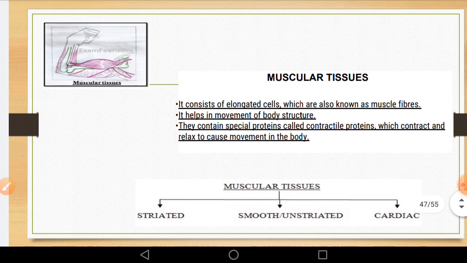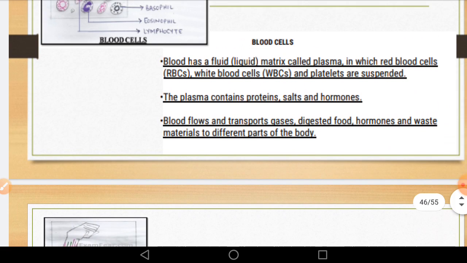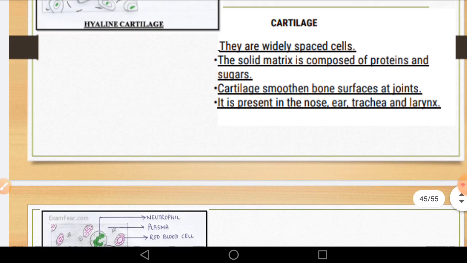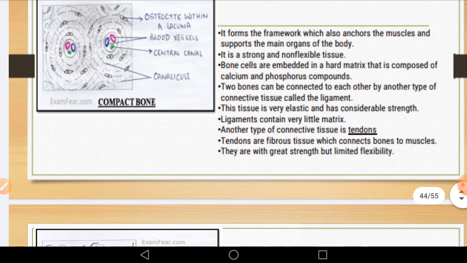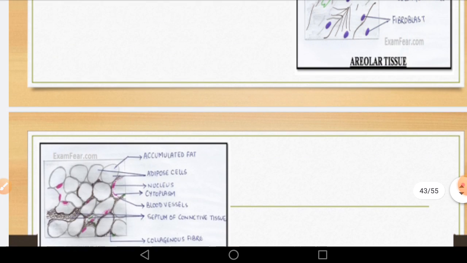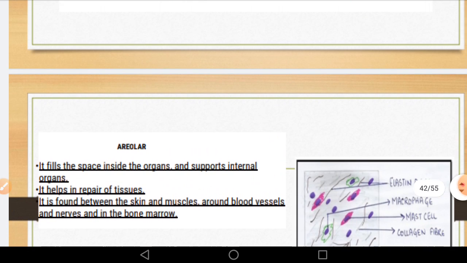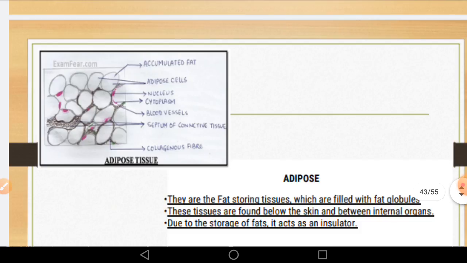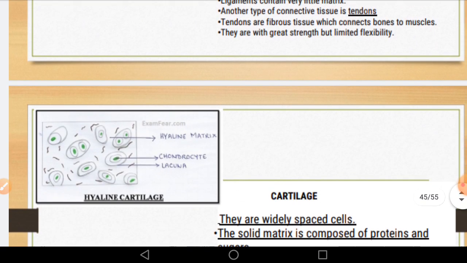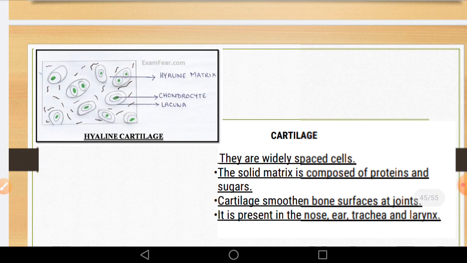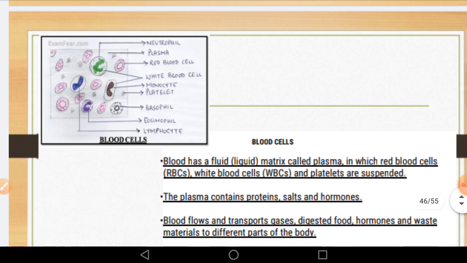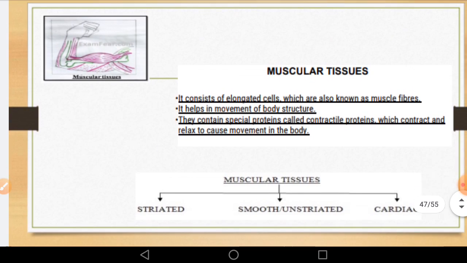Now after the connective tissue, we learned about different types of connective tissue, that is the blood cells, the cartilage, the bone, the adipose tissue, and the areolar tissue. Areolar, adipose, compact bone, cartilage, and blood cells. These are the connective tissue. Now after the connective tissue, we'll see the muscular tissue.